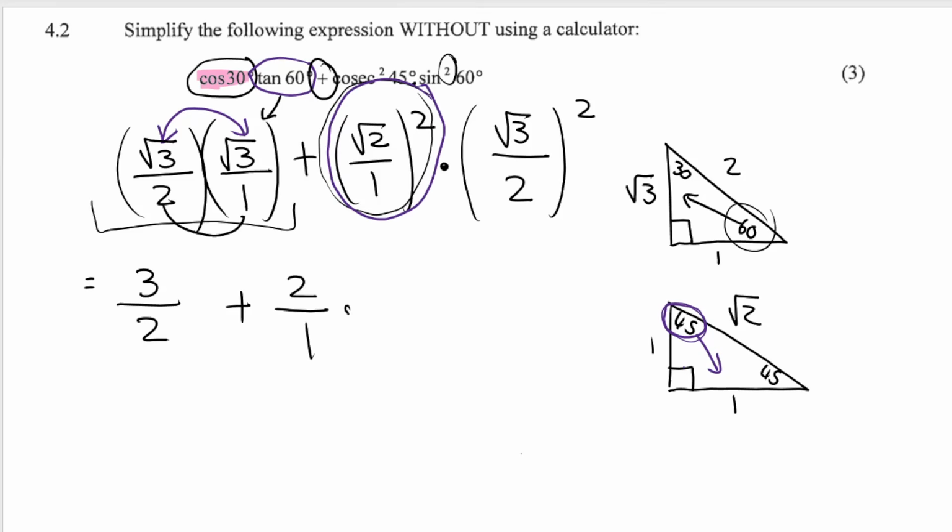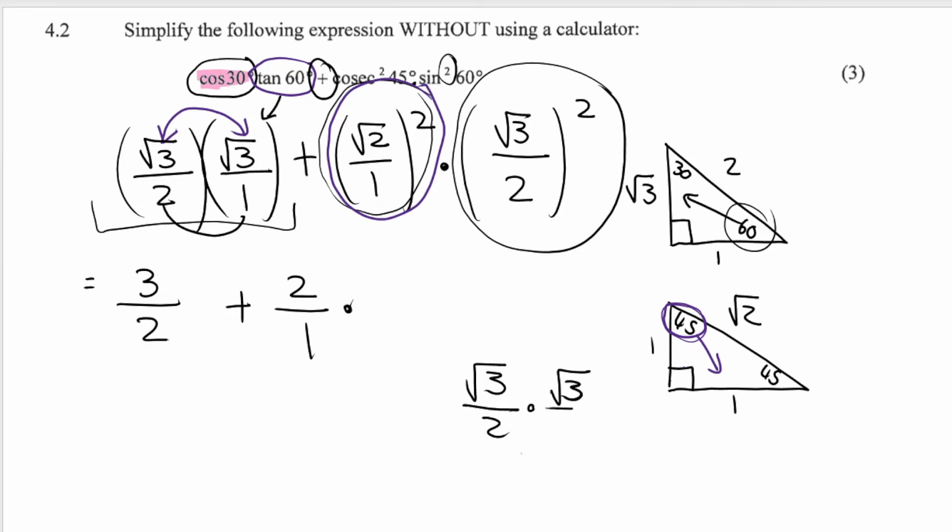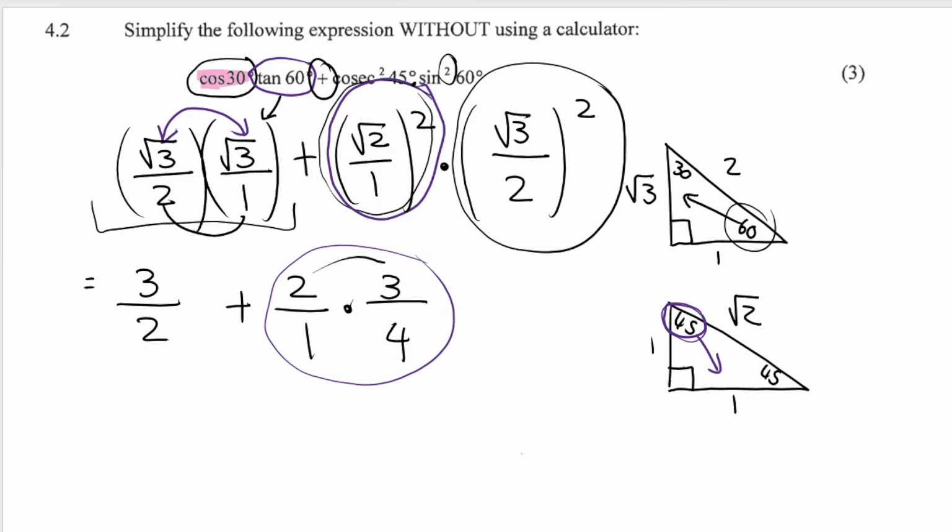Then I'm going to do the same thing with this one. I'm going to square that term. So it's square root 3 over 2 times square root 3 over 2. Square root of 3 times square root of 3 is 3. 2 times 2 is 4. Okay, cool. Now what I'm going to do is I'm going to multiply these two together. Again, top times top. So it's 3 over 2. Top times top is 6. 1 times 4 is 4.